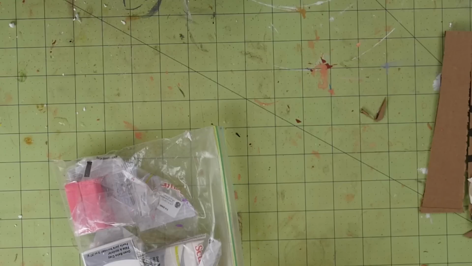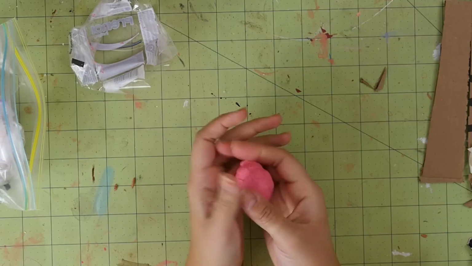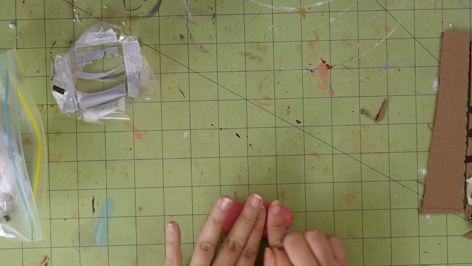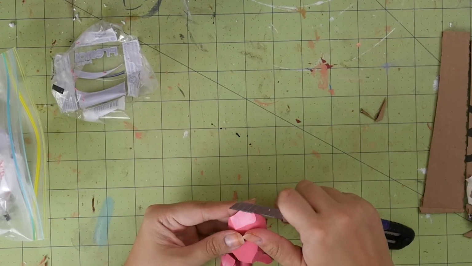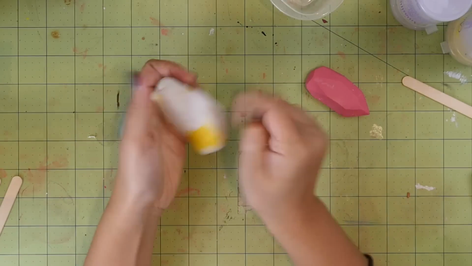I also decided to make the crystal dagger, and to do this I used polymer clay, mold putty, easy cast resin, blue colorant, I actually used acrylic ink, sandpaper, clear sealer, a hot glue gun, leather cording, and red leather strips. First, I used polymer clay and made the shape that I wanted for the crystal dagger. Then I baked the clay. Then I used the mold putty, according to the directions, to make a mold of the polymer clay.